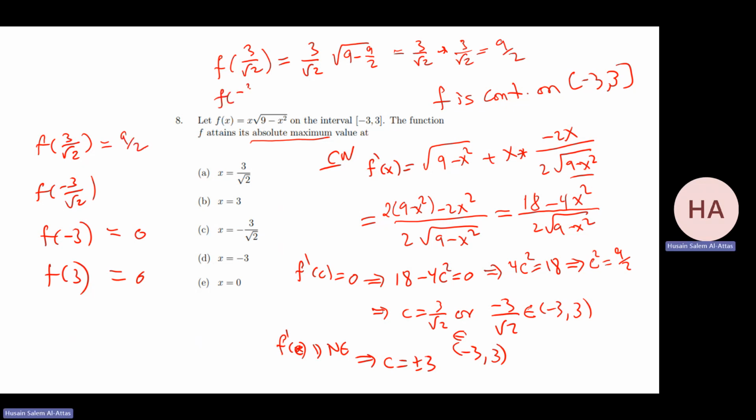F of minus 3 over square root of 2 will be minus 3 over square root of 2 times this, which gives me minus 9 over 2. So this is the absolute maximum. He doesn't want the absolute maximum, he wants the absolute maximum at what? So it's at x equals 3 over square root of 2. So this is the answer.